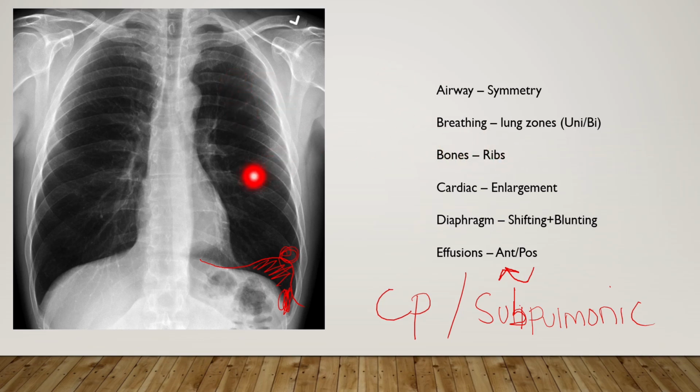Breathing, look at each lobe of the lung. Can you see any problems? Why don't you look at the hilar region? Can you see any problems? Bones, look at the ribs, look at how many ribs there are, if they're too many or too little. Diaphragm can actually inform us of quite a lot of things.